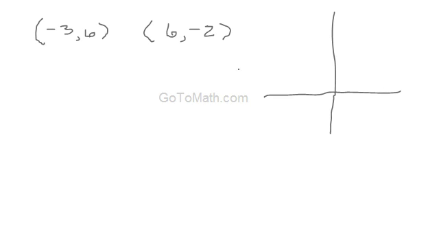plot that. So we go over -3, we'll say this is -3, and up 6. Okay, we better, alright, this is not going to be the scale here, -3 and 6. We'll say that's for this point here. And then we'll go over 6, and then down -2, something like that. And so we're trying to find this distance, the distance between these 2 points.